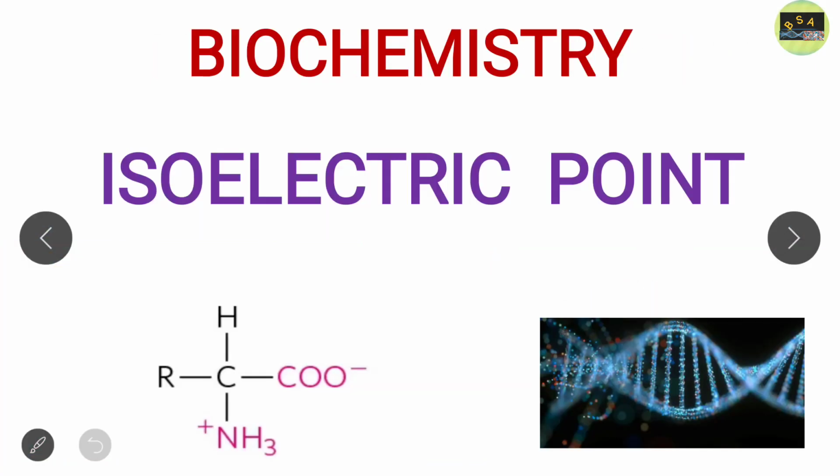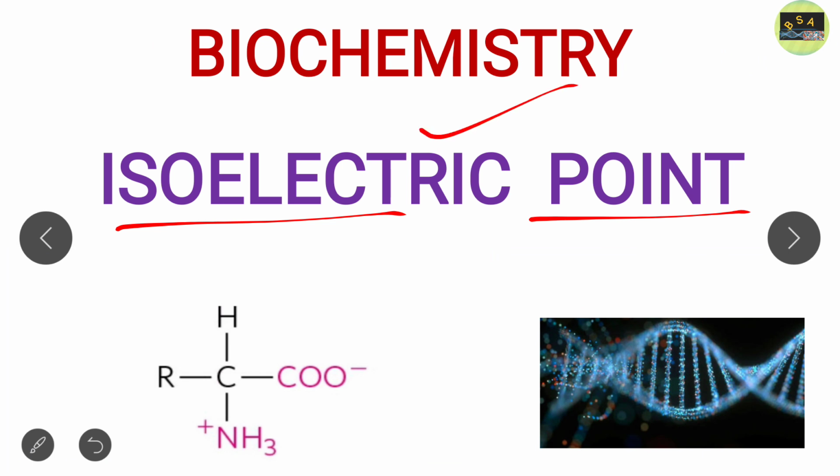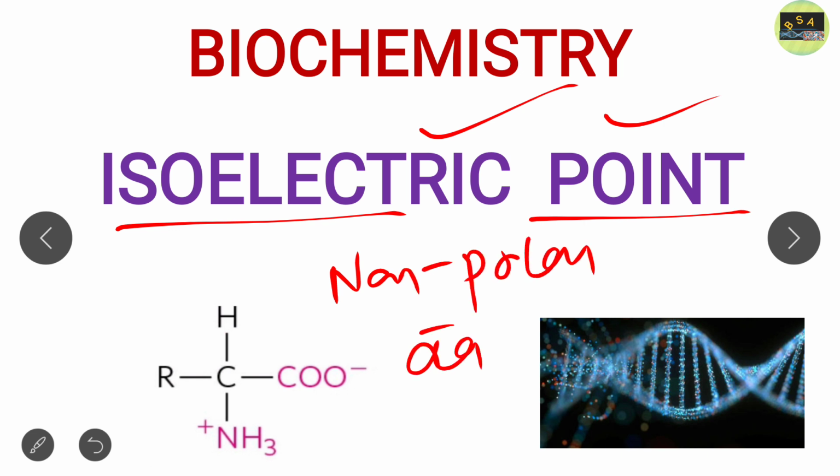What we are going to discuss in today's lecture is how to calculate the isoelectric point for non-polar amino acids. In today's lecture, we will see only non-polar amino acids. In the upcoming lectures, we will see polar amino acids as well as some special amino acids. So let's start today's lecture.